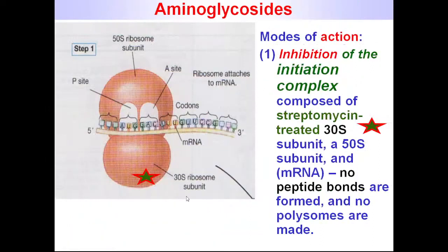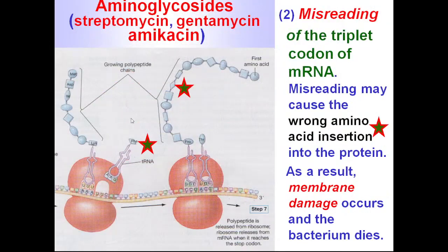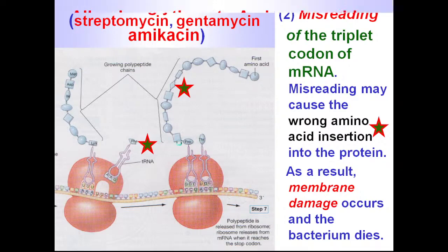So, how do they work? They inhibit the initiation complex composed of the 30S and 50S subunits and mRNA. No peptide bonds will be formed and no polysomes are made. Another way is misreading of the triplet codons on the ribosomes, and as a result, the wrong amino acid can be incorporated into the protein molecule. As a result, membrane damage occurs and the bacterium may be killed.